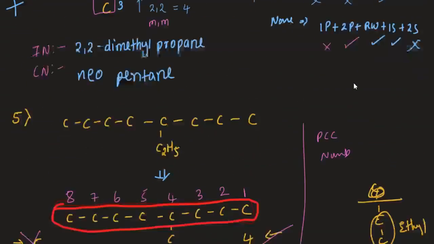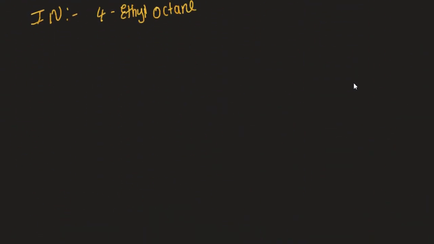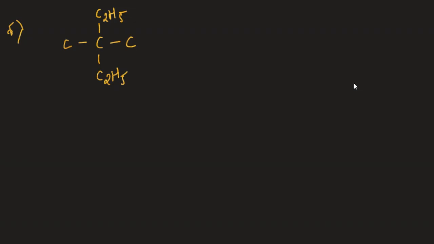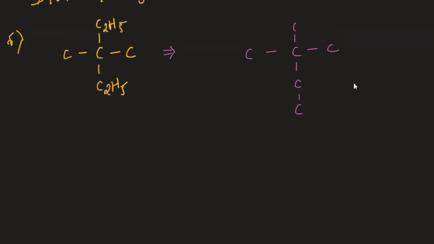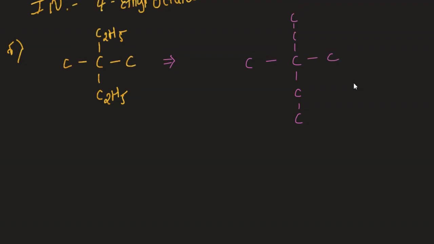Okay, one more question. Next, the sixth question. Let us try to understand this one. Whenever you are given this structure, try to elaborate the structure. So 1, 2, 3. C2H5 means 2 carbons. Above also, C2H5 means again 2 carbons. Right? So now what happened?